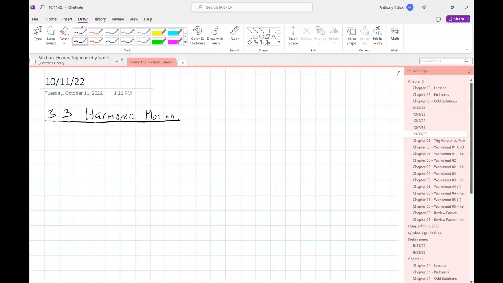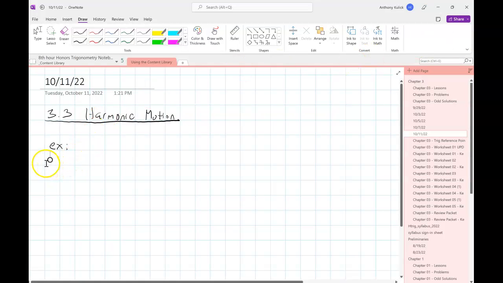All right. So harmonic motion, what are we talking about here? We're really talking about real life situations that can be modeled by using one of these sine or cosine functions by writing a sinusoidal equation. So the two most common situations that you'd see in real life where one of these sinusoids would be appropriate.